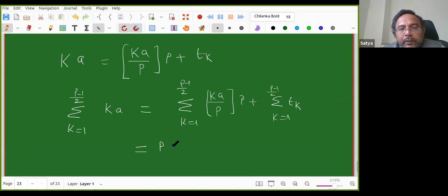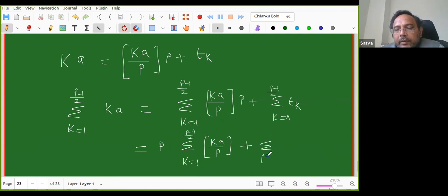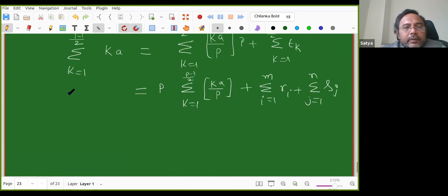So P you can put outside if you want, because the sum depends upon k only. So summation k equal to 1 to (P minus 1) by 2 of floor(Ka by P); this entire thing depends upon k. Plus summation i equal to 1 to m of Ri plus summation j equal to 1 to n of Sj, correct? So call this as 1. Nothing more I have done, just this one.